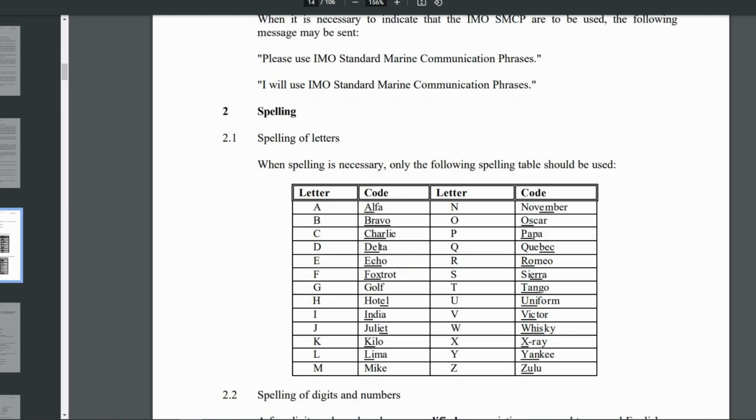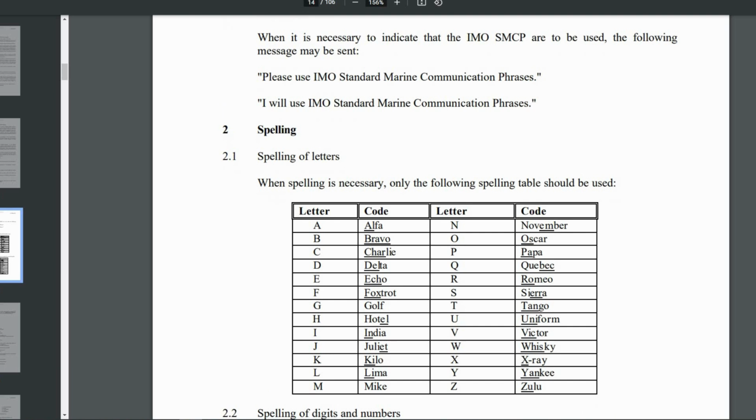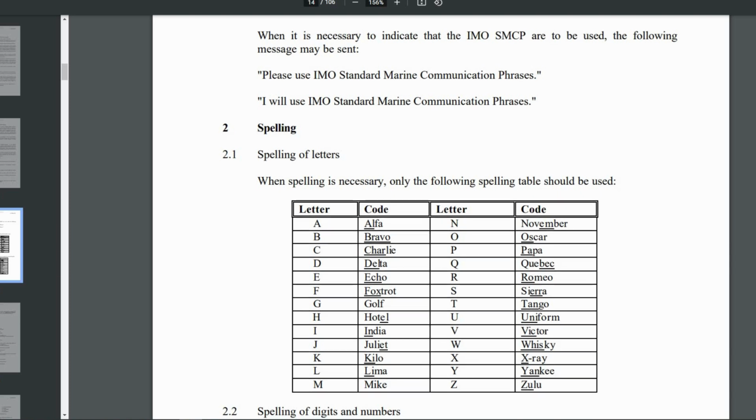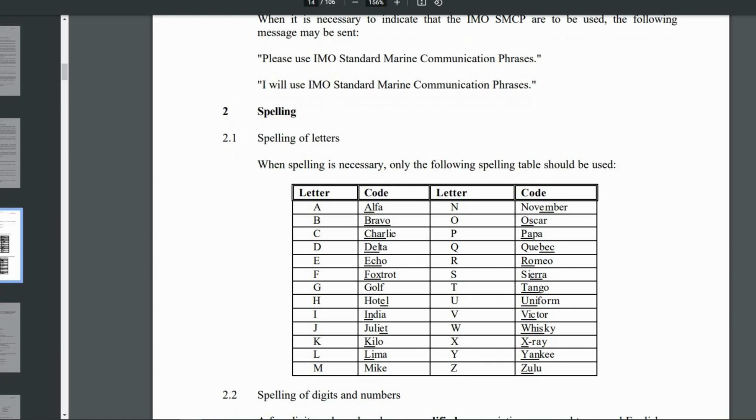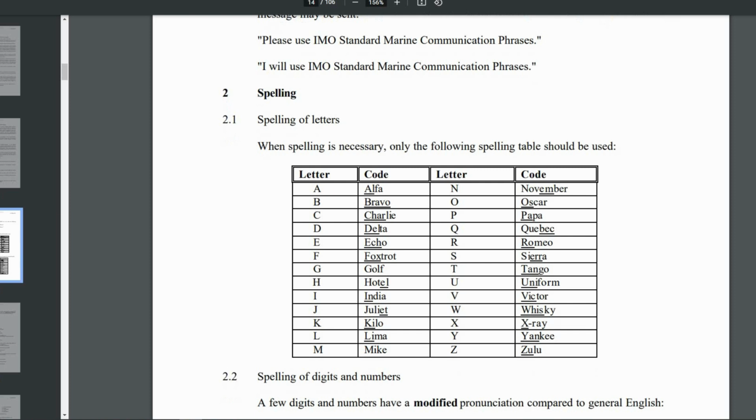2. Spelling. 2.1 Spelling of letters. When spelling is necessary, only the following spelling table should be used. A, Alpha. B, Bravo. C, Charlie. D, Delta. E, Echo. F, Foxtrot. G, Golf. H, Hotel.